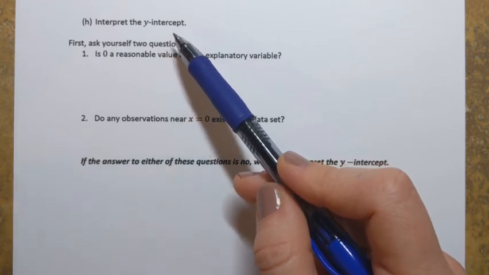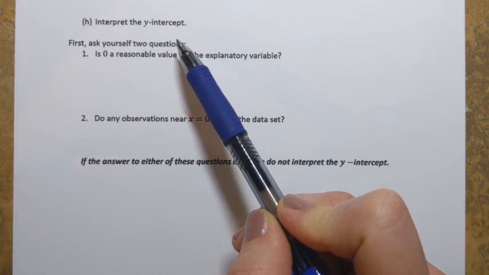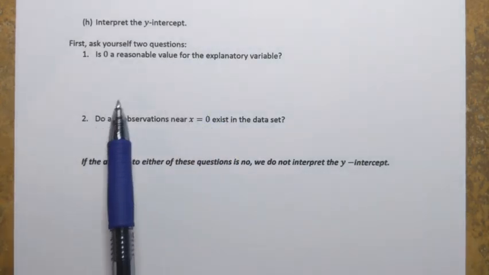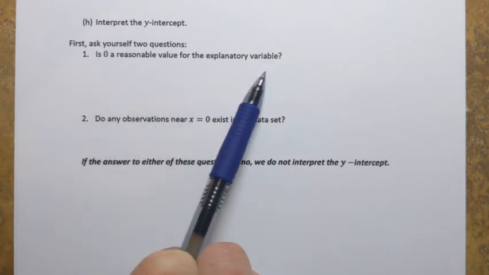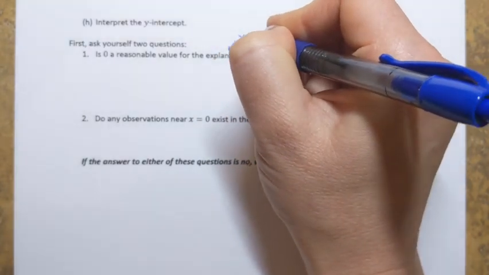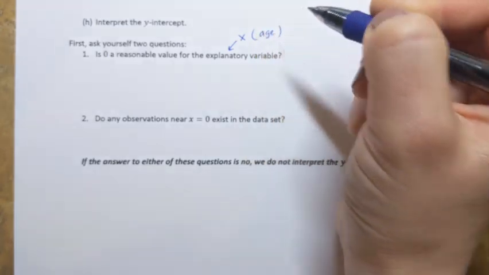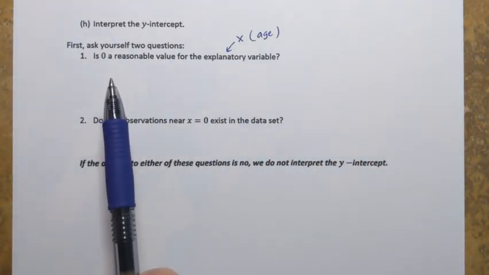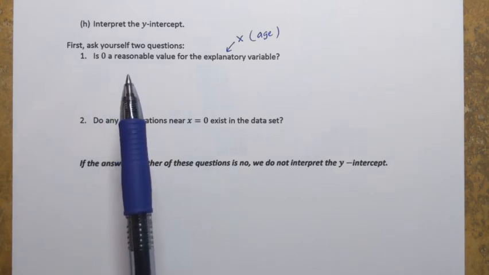So before we even attempt to interpret the y-intercept for our situation, we have to answer two questions. The first one is, is 0 a reasonable value for the explanatory variable? Remember, explanatory variable is x. In our example, x is age of a car. So in other words, can age be 0? Yes, a car is 0 years old when it's a brand new car, right?